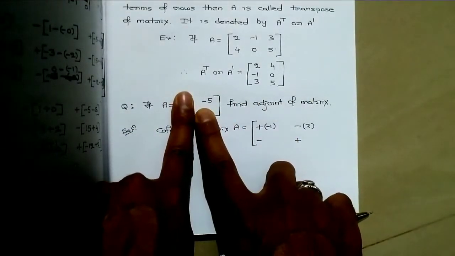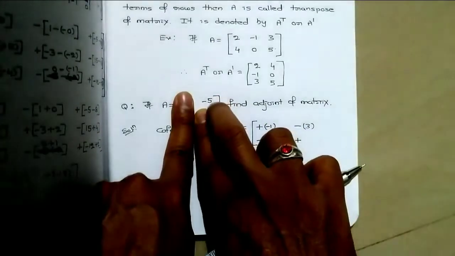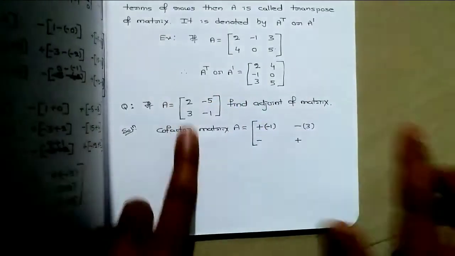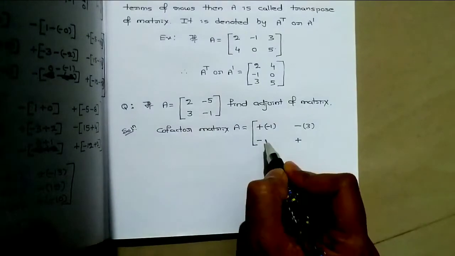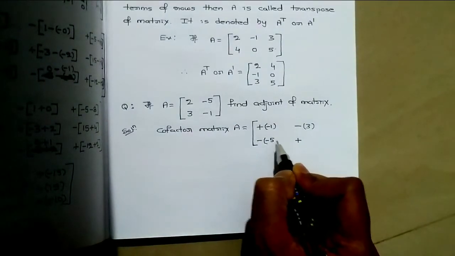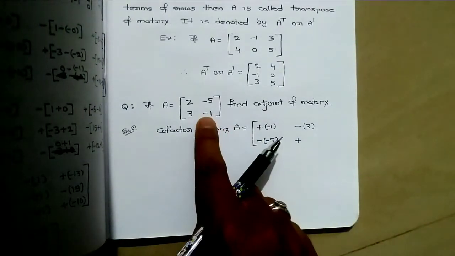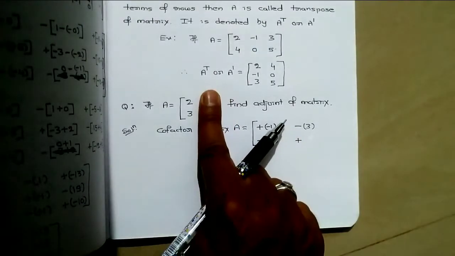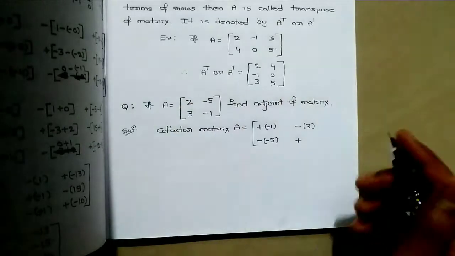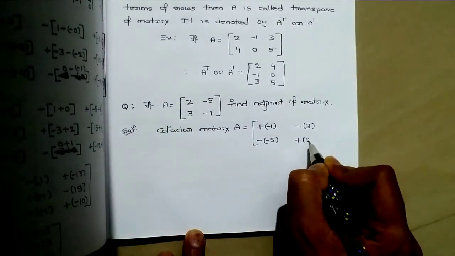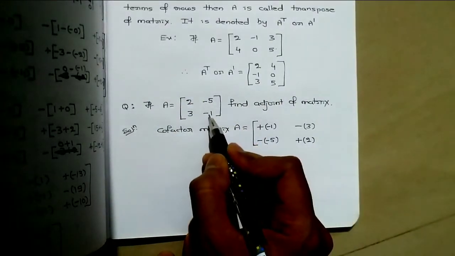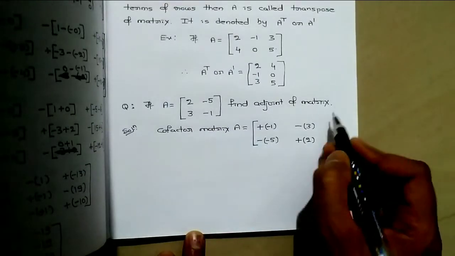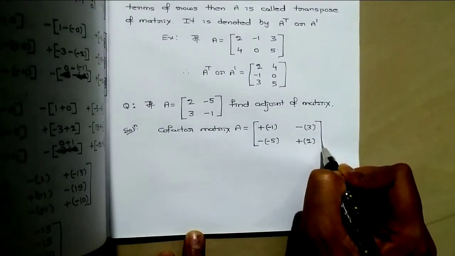So if you delete these two, what is the remaining element here? Minus 5. So in place of 3, we need to write minus 5. Next, the last element is minus 1. Whenever you are taking minus 1, delete that column, that row. What is the remaining element here? 2 is the remaining element. So in place of minus 1, you need to write 2. Then close the bracket.